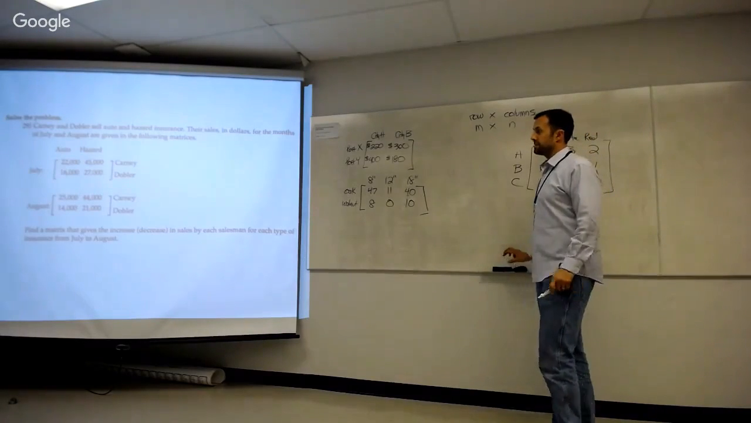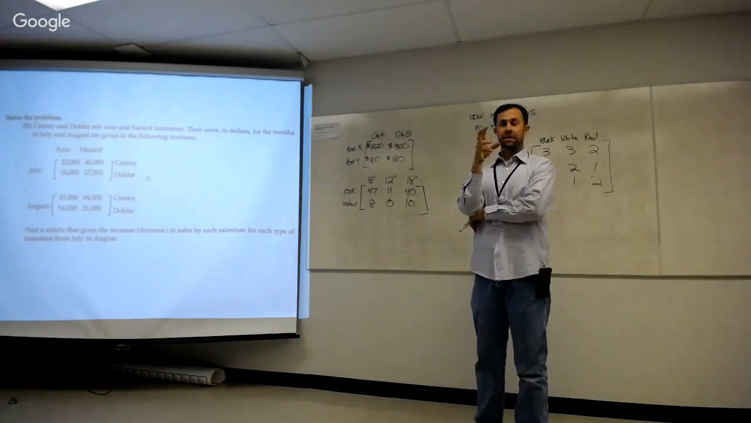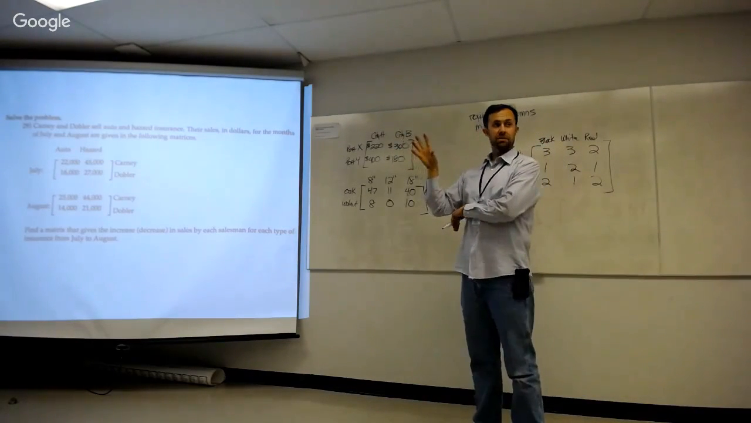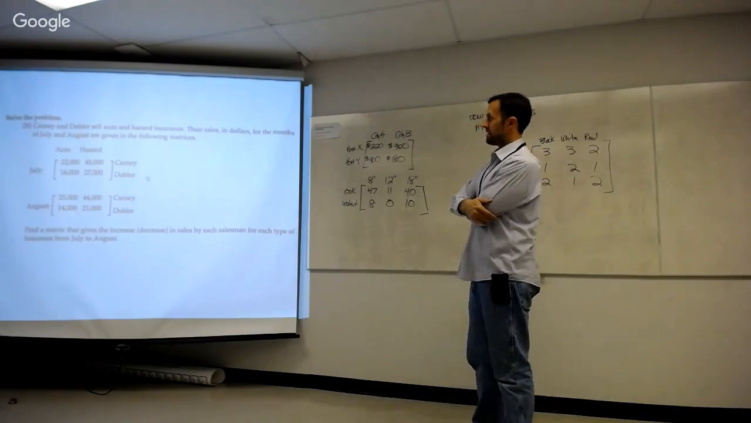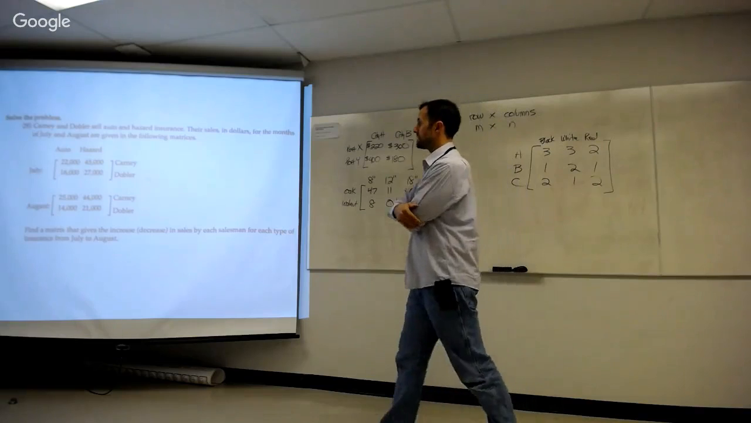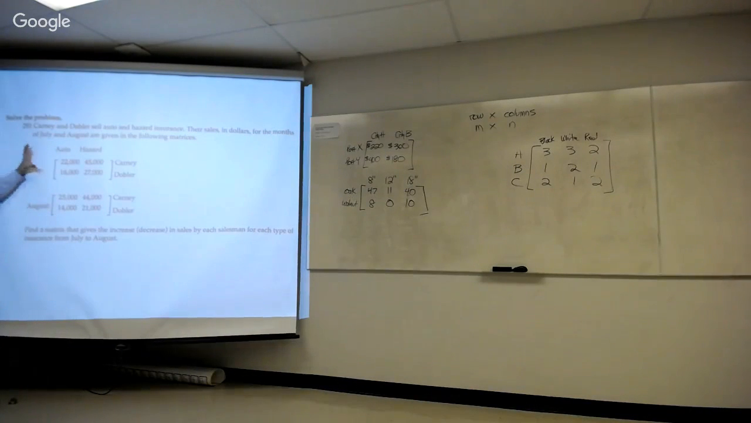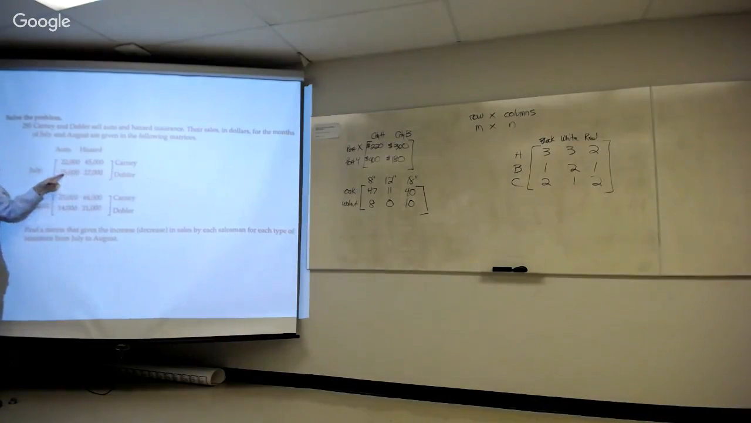Now, this particular one. Multiplying? Well, we're still in the addition section. Notice here that this looks like a very long problem. And so you might get, oh no, this is long. But let's just see. Carney and Dobler, they sell auto and hazard insurance. Their sales in dollars for months of July and August are given. So you'll notice that this whole matrix is July. And you can see that this is Carney. He sold 22,000 in auto and 45,000 in hazard. And this is Dobler. He sold 16,000 in auto and 27,000 in hazard. This is just the month of July.